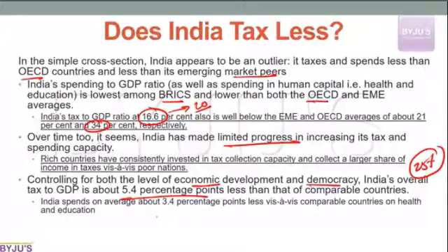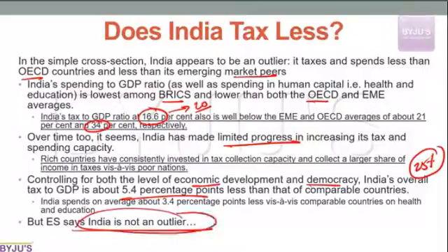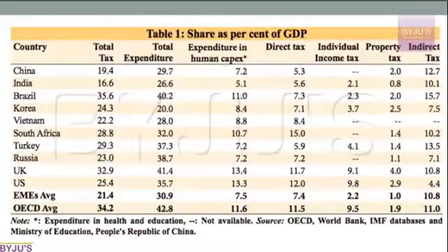Now India is also spending too less. Compared to other countries, India is spending much less. However, economic survey says India is not an outlier. This is a very qualified statement. So it's very difficult to agree with the economic survey on this particular statement.